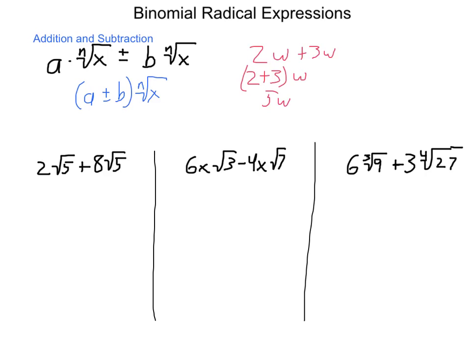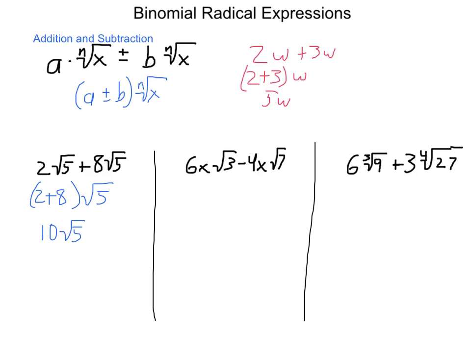So let's take a look at what this would be like. We have 2 square root of 5 plus 8 square root of 5. So we can factor out a square root of 5, and when we do so, we have 2 plus 8. So 2 plus 8 is 10. Our answer is 10 square root of 5. This will work as long as we are dealing with the same type of roots with the same index and radicand.